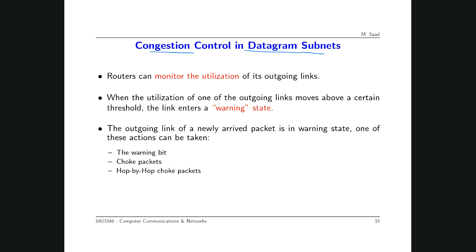So, our general idea is that routers inside the network monitor the utilization of their outgoing links. So imagine a router in the middle of the network, and we have its outgoing link. That router monitors how much this link is used. And if the router notices that the link is too busy, it will basically initiate a warning state for this link. It will declare that this link is being congested or close to being congested.